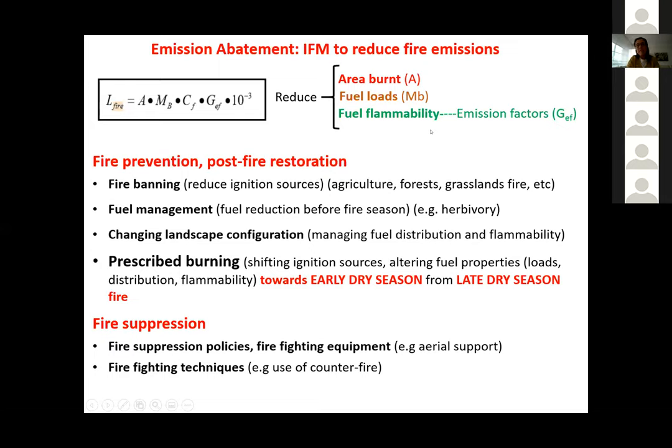But in this webinar, we're going to focus on prescribed burning as a fire management activity within fire prevention that will affect area burned, fuel loads, and fuel flammability. It is not the only one, right? That's something that is also very important. But because of the expertise that we have today, we will focus on prescribed burning.